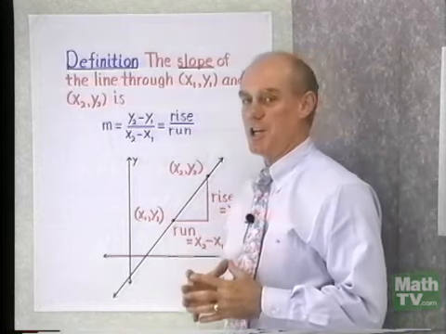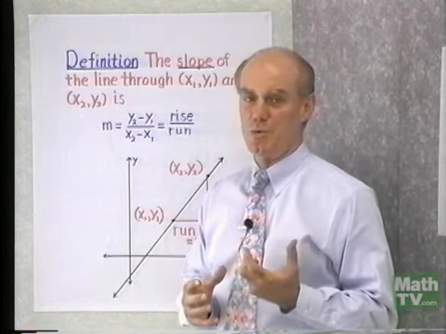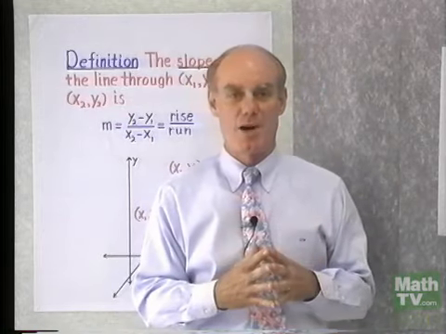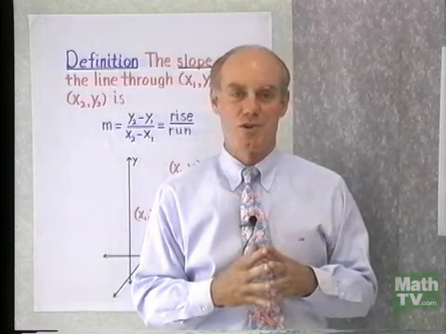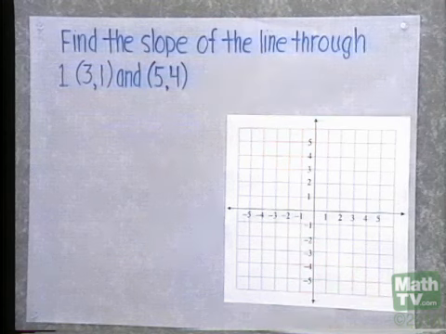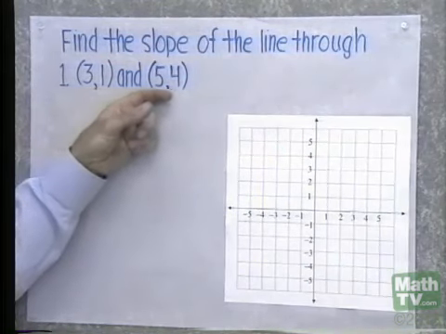What I want to do now is take a couple of specific points and see if we can find the slope of the line that goes between them, and then actually look at the line that goes between them and see if we can identify that rise and run, and also see if it corresponds to what we get for the slope of the line. Let's take a look at our first example. I want to find the slope of the line that goes through the point (3, 1) and the point (5, 4).